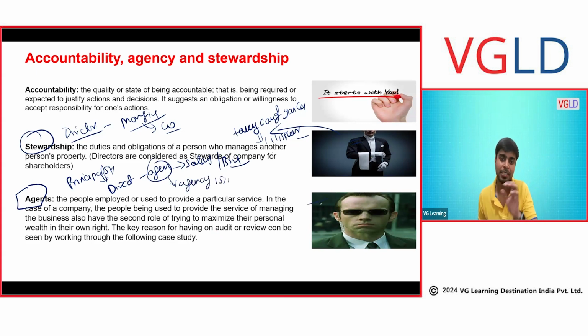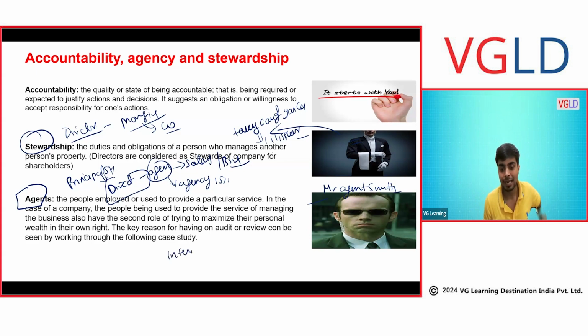You can see I have given Mr. This is a Matrix movie. This is called Mr. Agent Smith. So I'm trying to compare directors here to Agent Smith. They are very bad people. They are agents of the Matrix, but they are the ones who basically create viruses. Just a reference for those who know the Matrix movie. But if you don't, the purpose here is that directors are the people who are the agents of the company. Okay. They are expected to run the company on behalf of their principal, but because they prioritize their interest.